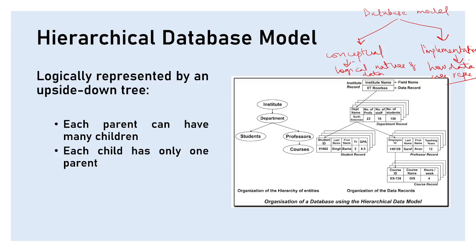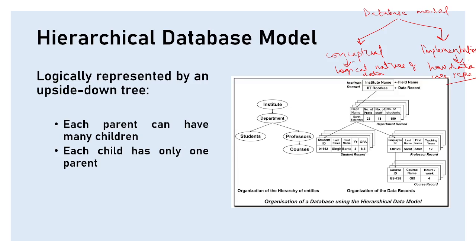The first one that we are going to discuss here is the hierarchical database model. It's logically represented by an upside down tree. The logic is that each parent can have many children, but each child has only one parent. That is the logic that has been used.